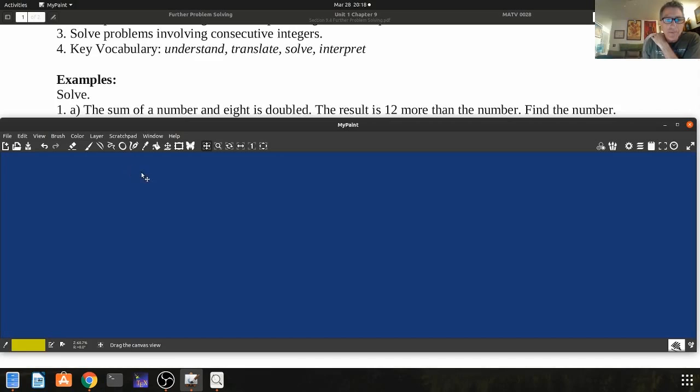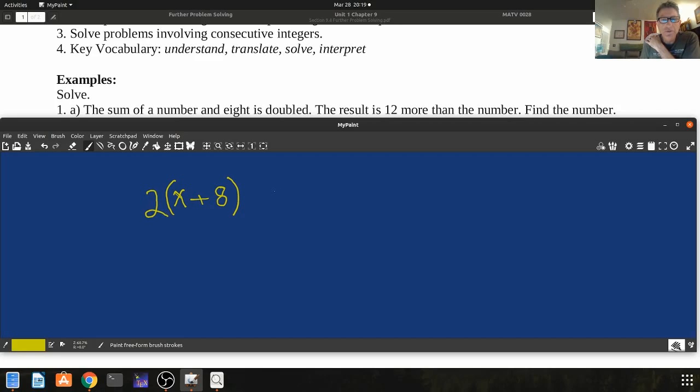So the sum of a number and 8 is x plus 8. Now it says the sum of a number and 8 is doubled. So that means this is the sum of a number and 8, and to double it is to multiply it by 2.